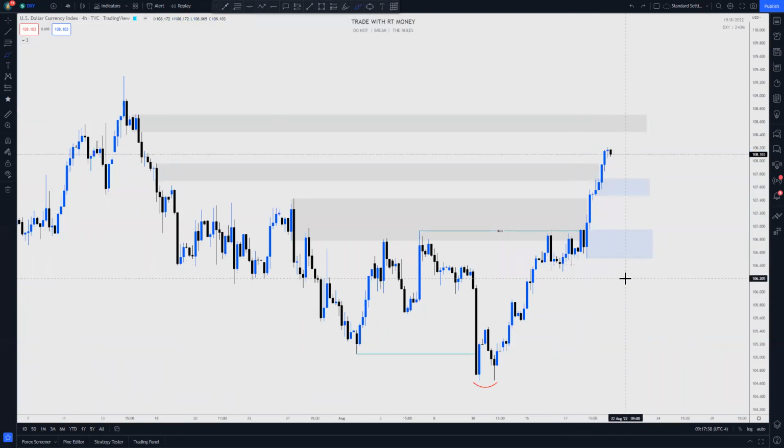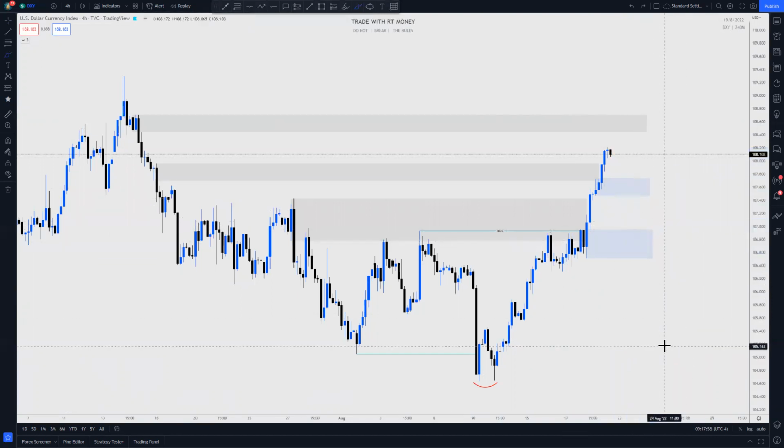These are supply to demand flips. Supply to demand flips. We may catch the flip here, all right, or we may catch the flip here. I'm looking at both of these zones. If it makes it through this one, I'll be waiting for it here.